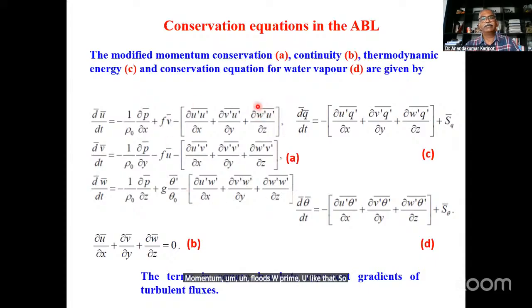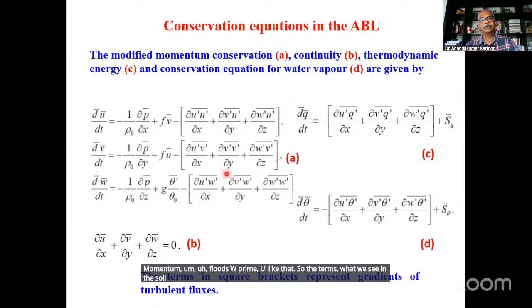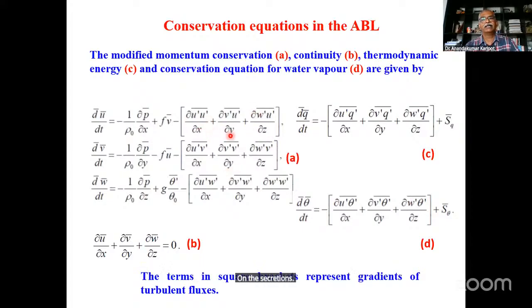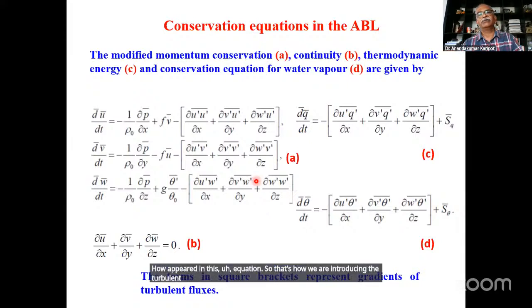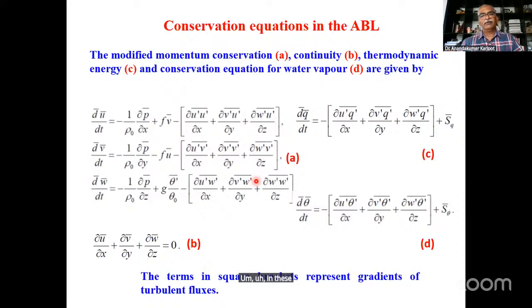So the terms we see in the square bracket, the additional terms that appear in these equations, are basically the gradients of the fluxes. Not the fluxes as they are, but you see that either the horizontal gradient or the vertical gradients of all those fluxes have appeared in this equation. That's how we are introducing the turbulent exchange in these equations. Well and good. So now these equations are in a way ready to use for boundary layer studies.